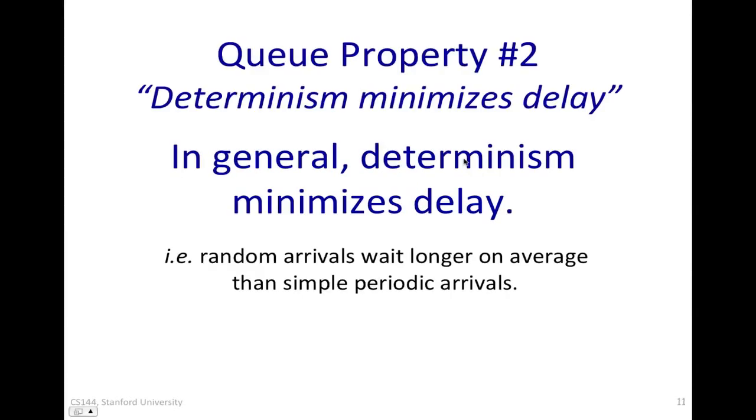The second property, which is very similar to the first, almost the counterbalance of the first, is that determinism tends to minimize delay. But it's enough for us to know that, in general, determinism minimizes delay. In other words, random arrivals wait longer on average than simple periodic arrivals.